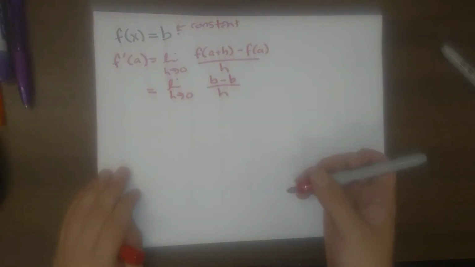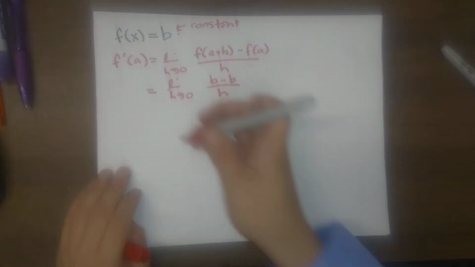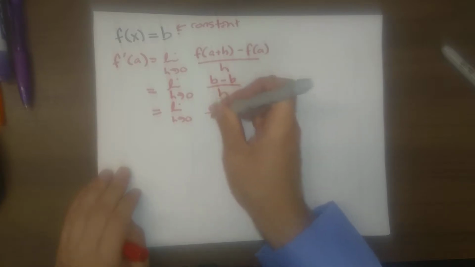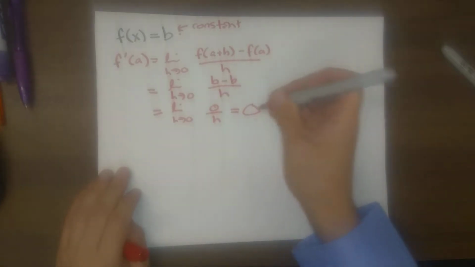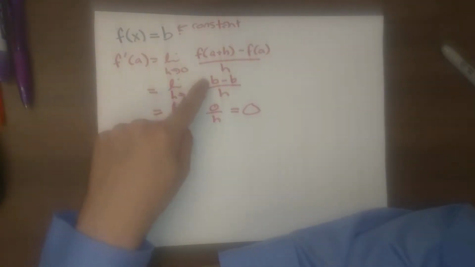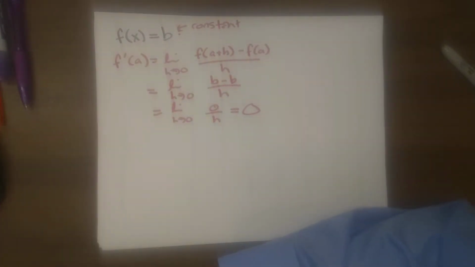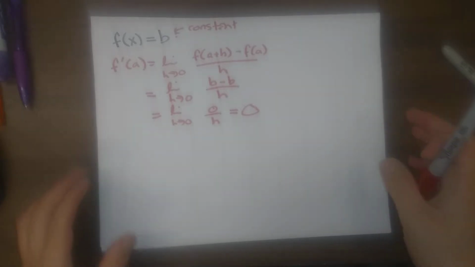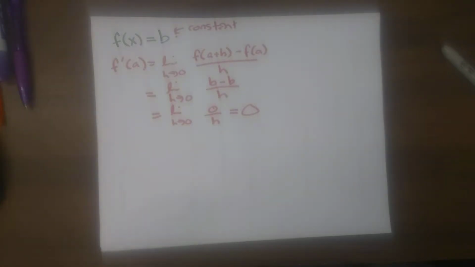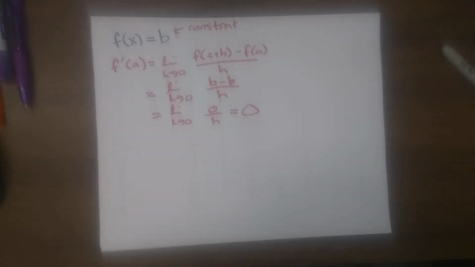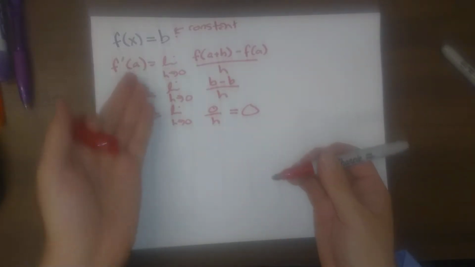And so we end up with the limit as h goes to 0 of b minus b over h, which is the limit as h goes to 0 of 0 over h. And this limit is 0. So note that this isn't a case where we have h over h, a 0 over 0 indeterminate form that we have to use some more manipulations on. This is a case where the numerator is literally equal to 0. And so at this point we are done. The derivative here is 0 no matter what a is.